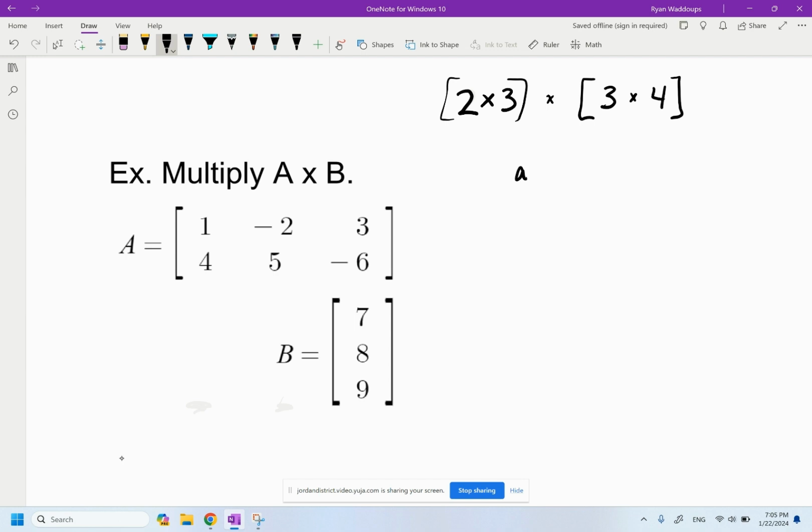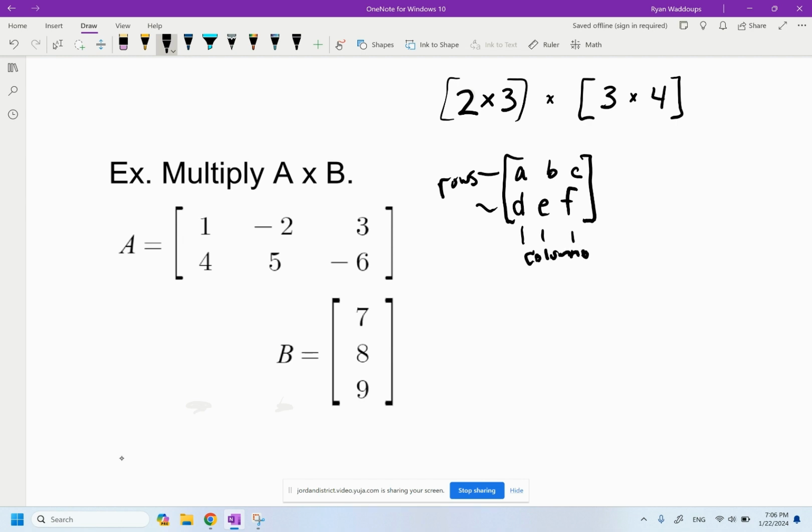The 2 by 3 matrix would look like this: A, B, C, D, E, F. I'm just using variables to represent the elements within that matrix. It has 1, 2 rows and 1, 2, 3 columns. These are the rows and these are the columns.